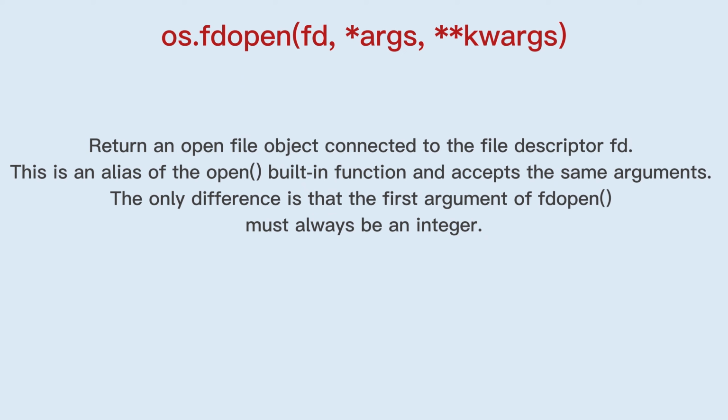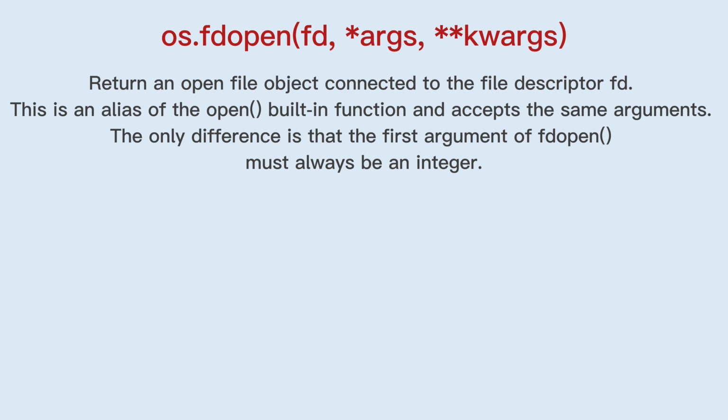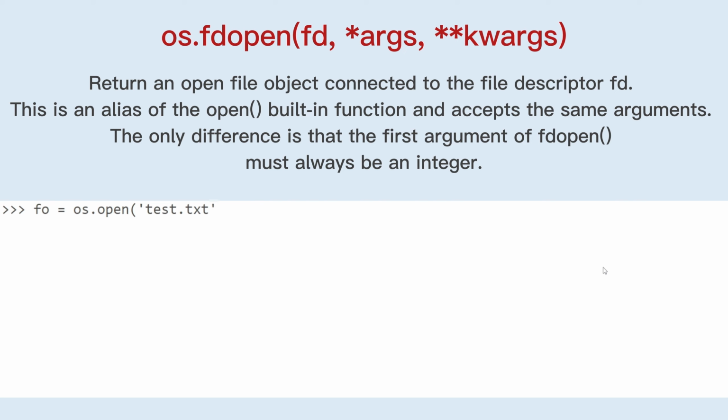os.fdopen. Return an open file object connected to the file descriptor fd. This is an alias of the open built-in function and accepts the same arguments. The only difference is that the first argument of fdopen must always be an integer.